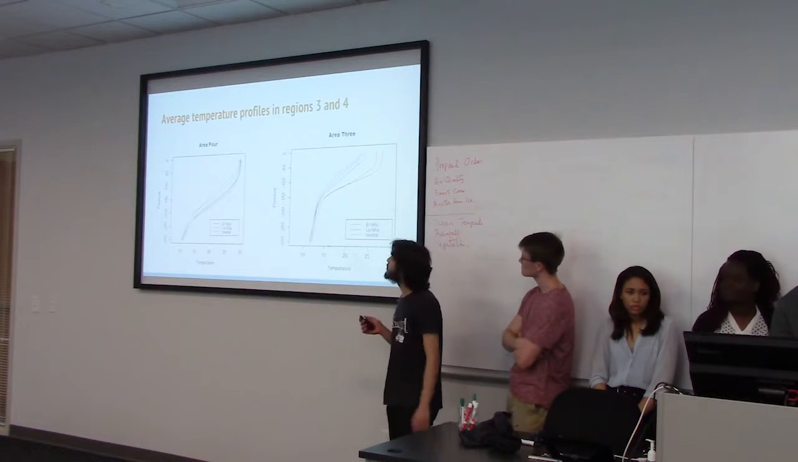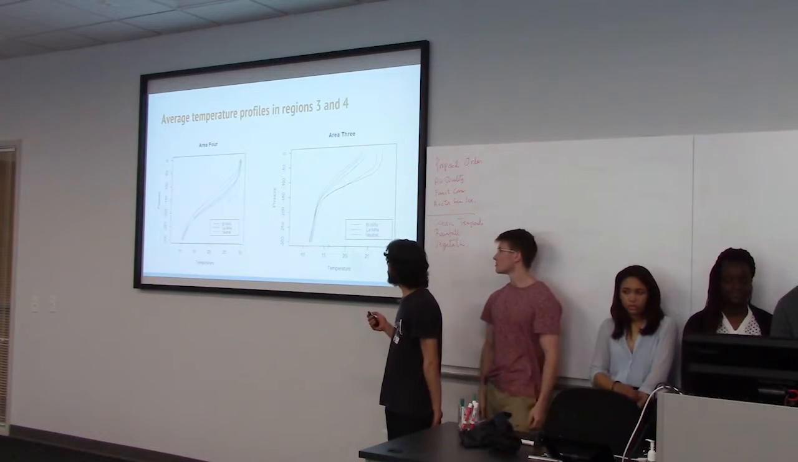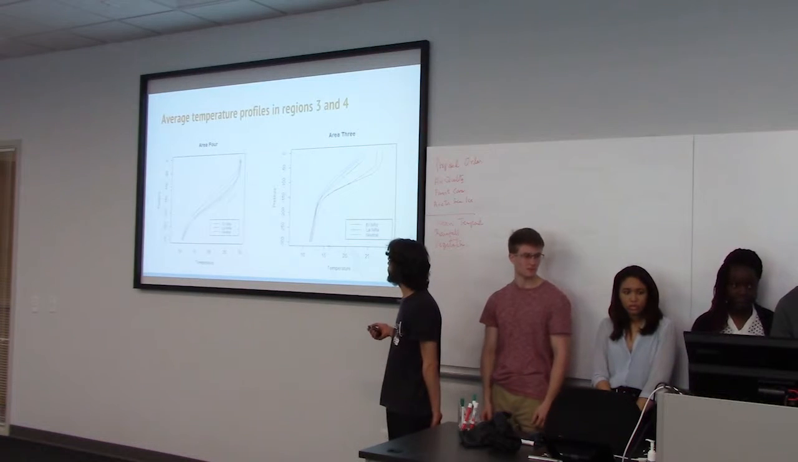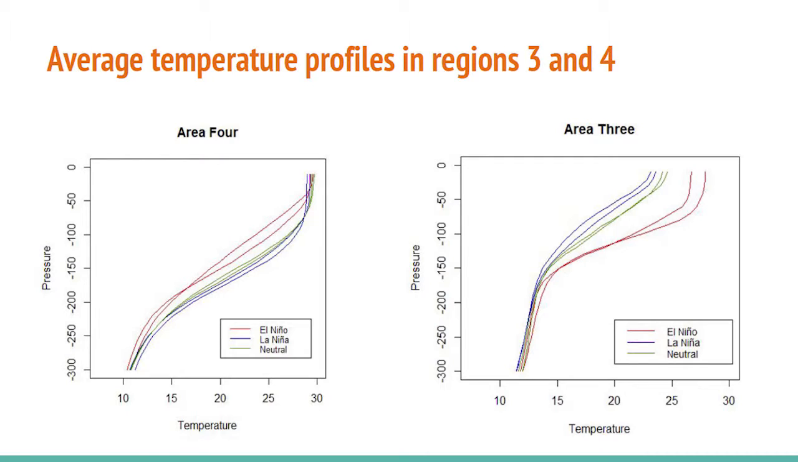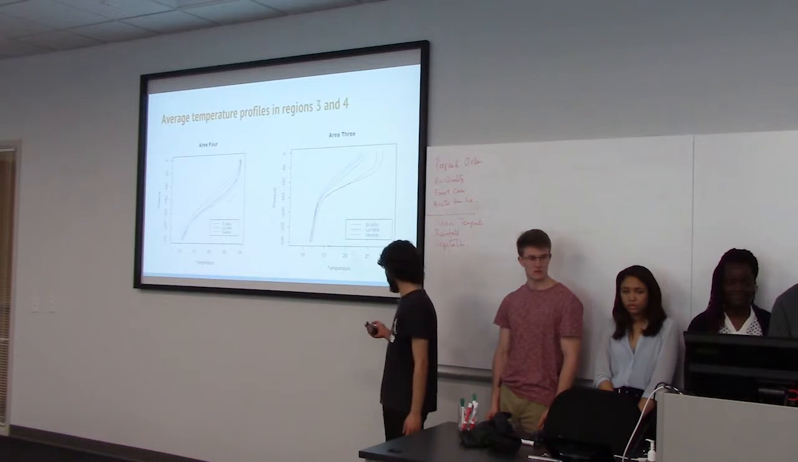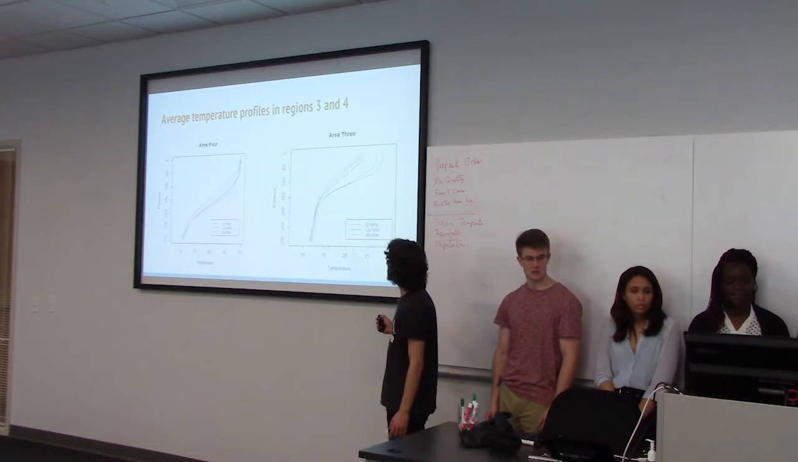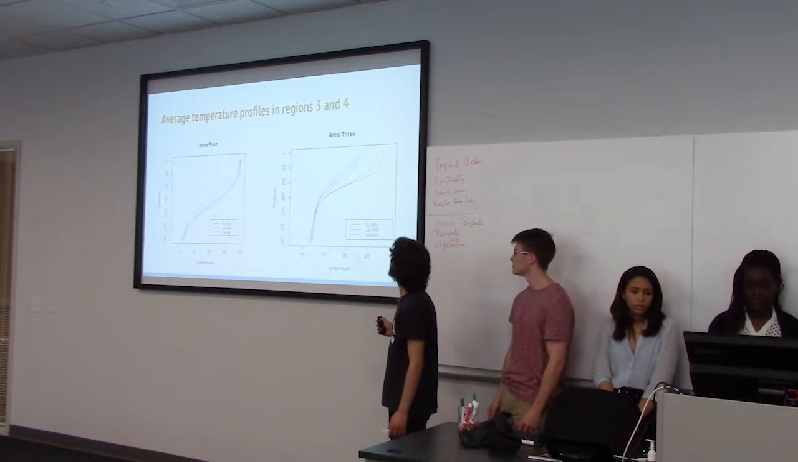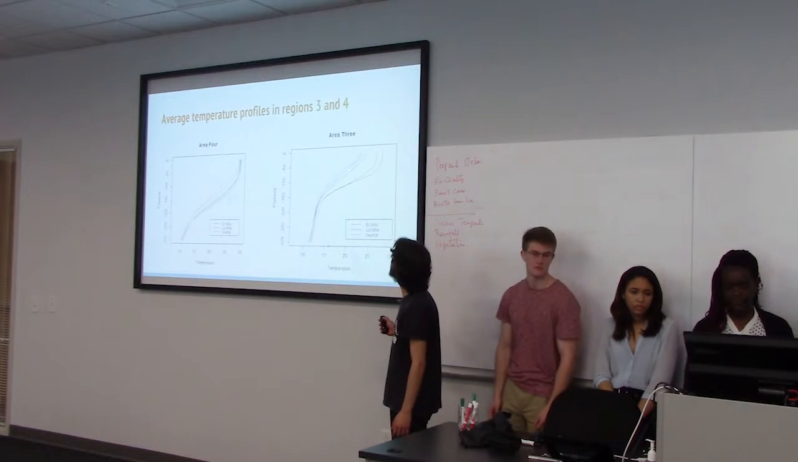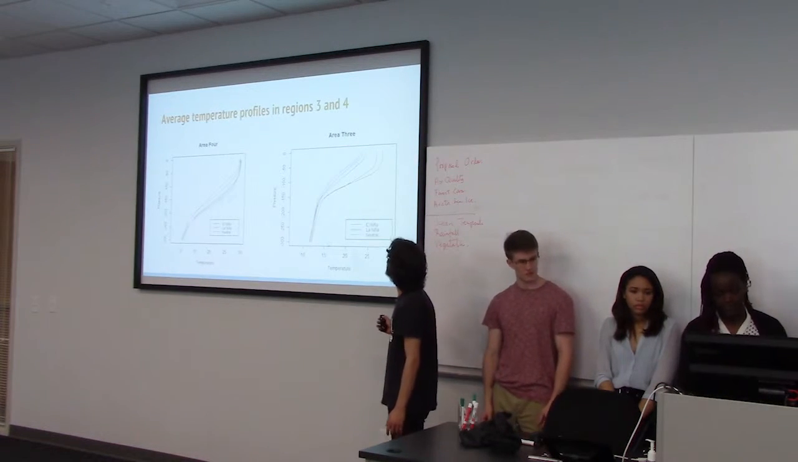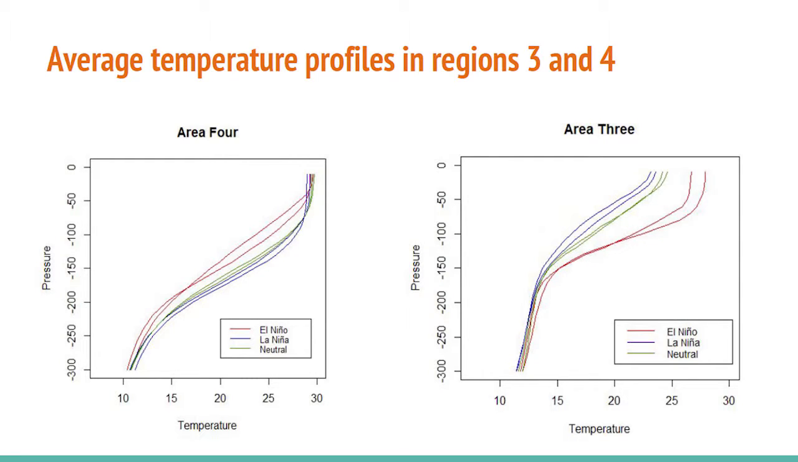So these are the average temperatures in regions 3 and 4. This axis is the pressure as it goes down. We can technically assume that for every one unit that pressure increases, the depth increases by 1 meter. And for these different curves, you can see the red ones for El Nino, the blue ones for La Nina, and the green ones for neutral. You can actually see here that the surface temperature is different for each of them. El Nino is a bit hotter than La Nina, and neutral is right in the middle.